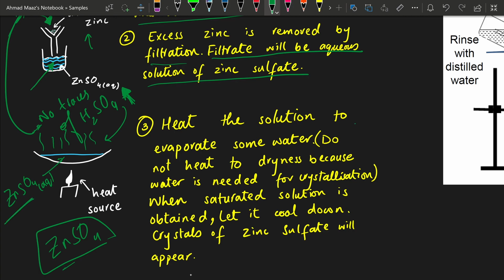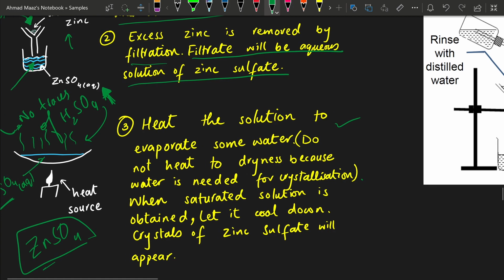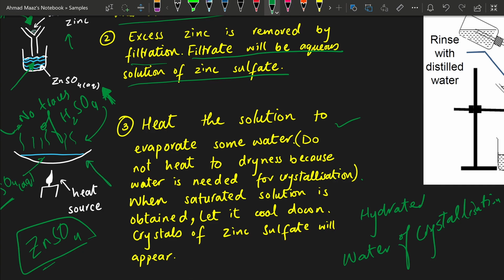Heat the solution to evaporate some water. Do not heat to dryness because water is needed for crystallization. Zinc sulfate is a hydrated salt, and we need to have some water of crystallization for the crystals to form. Otherwise, it will just be a powder. Crystal formation requires some water, so do not heat the solution to dryness. You leave some water for the formation of crystals.